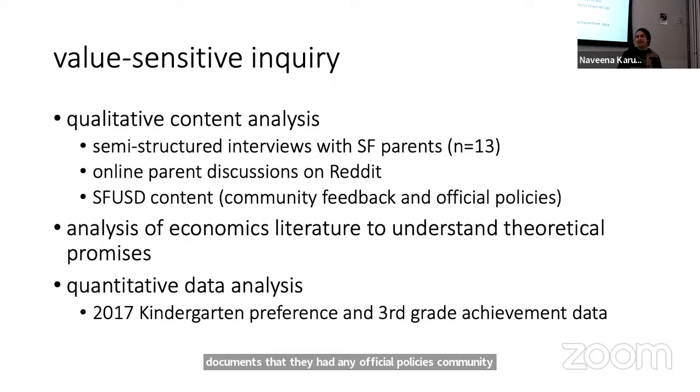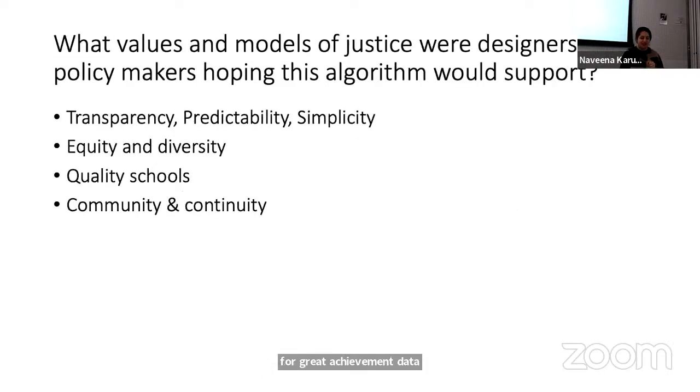We also did an analysis of the economics literature because that's the main literature where the use of these types of algorithms like top trading cycles is brought into the school assignment context. And there's a lot of studies within economics about how does it work, how do we make it better. And then we also did a quantitative data analysis. So we had data from 2017 kindergarten preferences and third grade achievement data. So we put all of this together to answer these questions. What values and models of justice were the designers and policymakers hoping that the algorithm would support? So that was our first question.